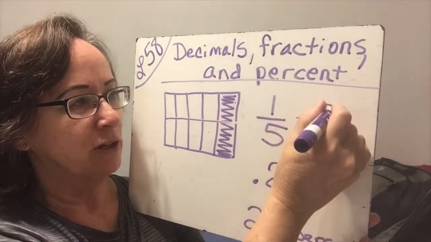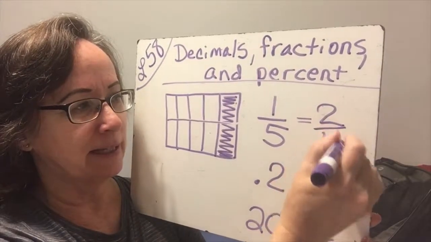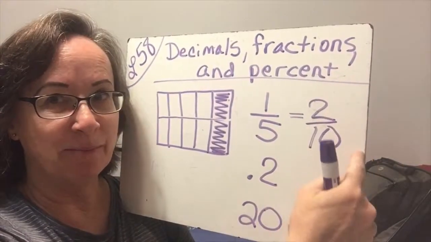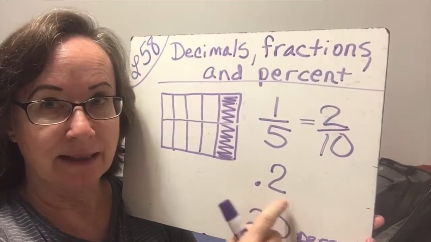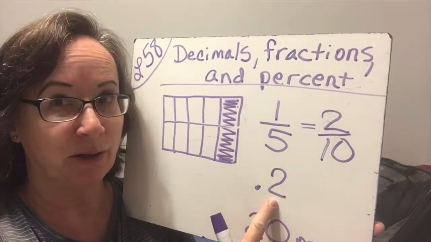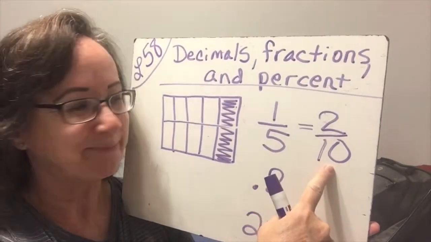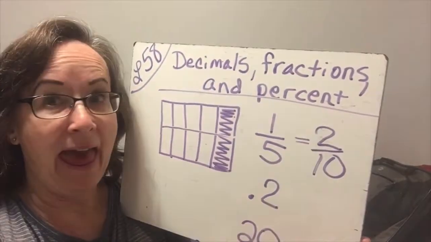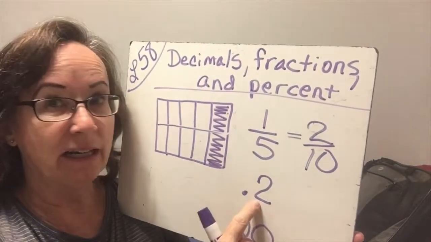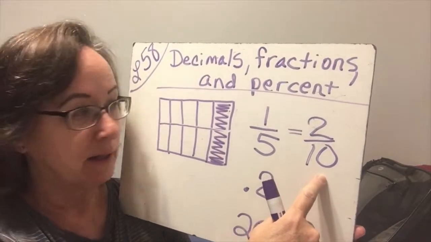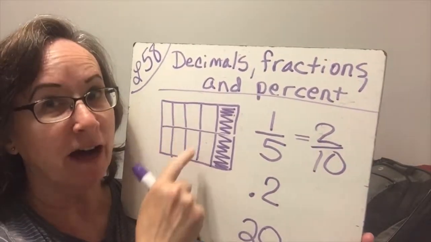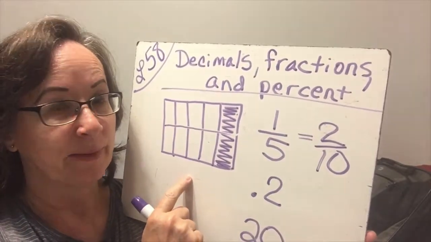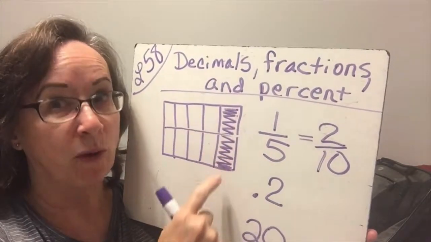So 2 out of 10 parts is the same as 1 out of 5 parts, but 2 out of 10 parts is the same as 0.2, because that is 2/10. Okay, so then how would I write this same quantity as a percent? Well, I know that I have 2/10. Now, I'm not going to do it, but I could divide this same rectangle into 100 equal parts. And if I did, then 20 of them would be shaded.